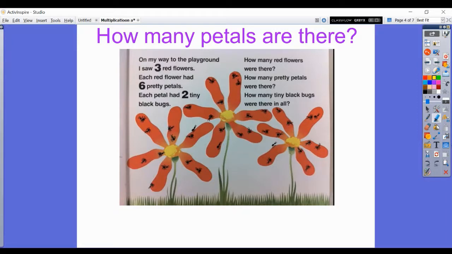This is another page out of the same book as the oranges. For this picture, we're going to focus on this sentence where it said, I saw 3 red flowers. Each red flower had 6 pretty petals. I can also see in the picture that there are 3 red flowers, and each of them has an equal amount of 6 petals. So that is representing 3 times 6.